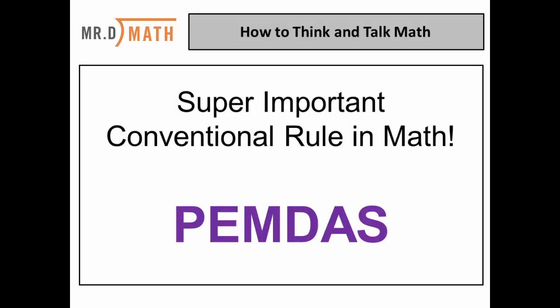Okay, now, there are rules out there in the world of math. There's conventional rules, there's important conventional rules, but did you know there's a super important conventional rule in math? It's called PEMDAS. Some people call it Please Excuse My Dear Aunt Sally. Now, why is this super important? Well, the only reason it's super important is because I made it up and said it's super important. So if something's super important, take it from a math guy like me. If I say it's super important, it's super important.